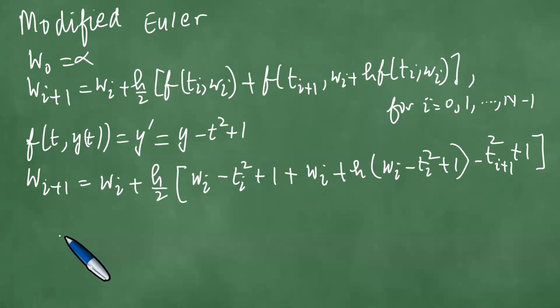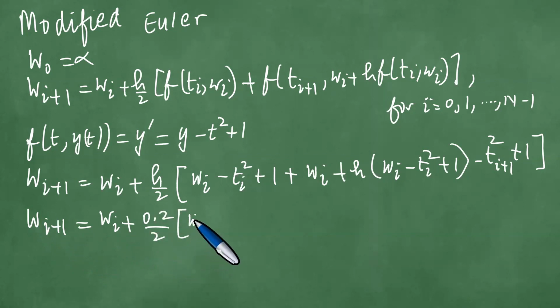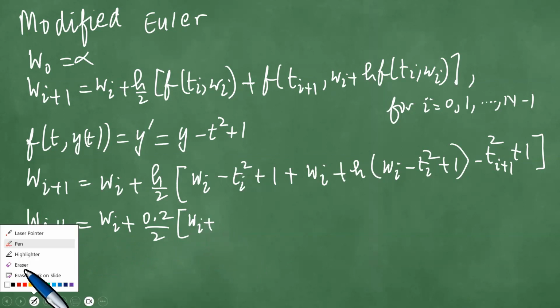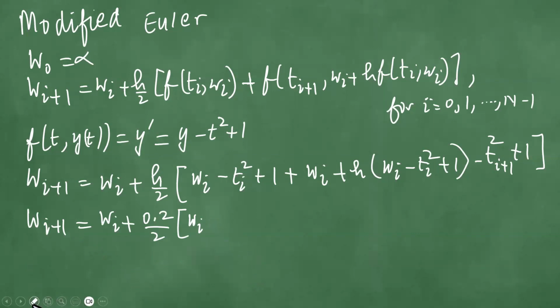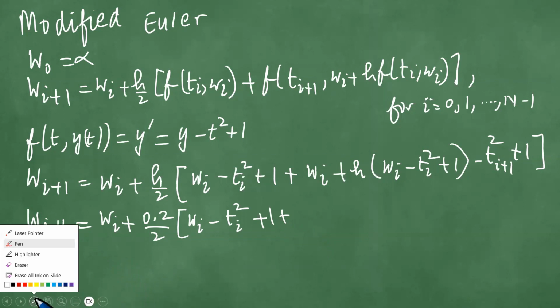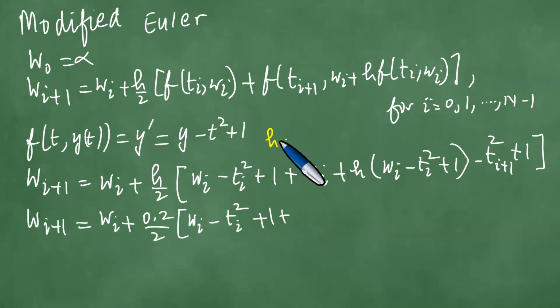And now we just need to substitute everything. It's just to play around with this modified Euler. So it's wi, and then h is 0.2 for this question. You divide by 2. And then we have wi minus ti squared plus 1, plus, like we do before, and like we always do. It's common in this course: h is 0.2. Use a decimal point, not a comma.